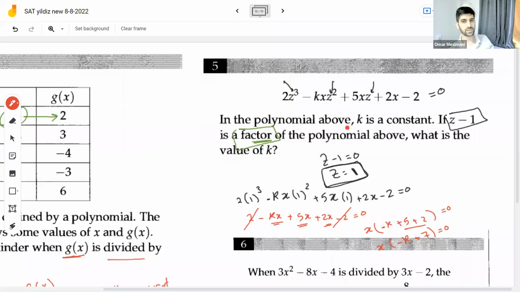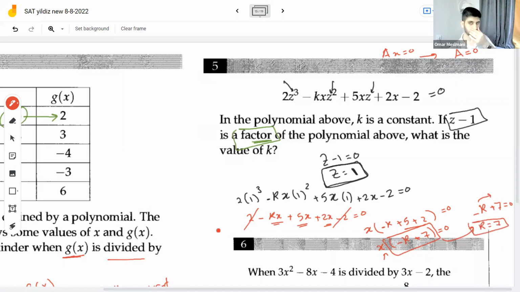So you know that when we have a number times x equals 0, what does it mean? It means that the number equals 0. I don't know if you know this concept. If I have a coefficient with the variable equals 0, it means that the coefficient has to be equal to 0. So minus k plus 7 is equal to 0. If you move the k to the other side, you have k equals 7.